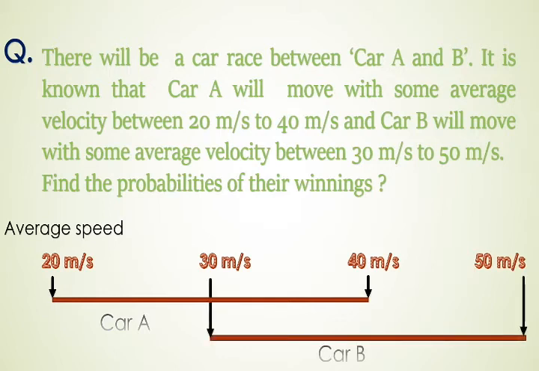Similarly, we know that the average velocity of car B will be somewhere between 30 meter per second to 50 meter per second. Now there will be some cases in which car B will win, and some of the cases are possible in which car A may win. Hence, there is some probability of car A also to win. We have to find their winning probabilities. Try this question and comment the solution.